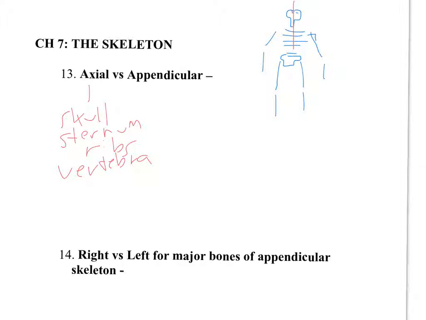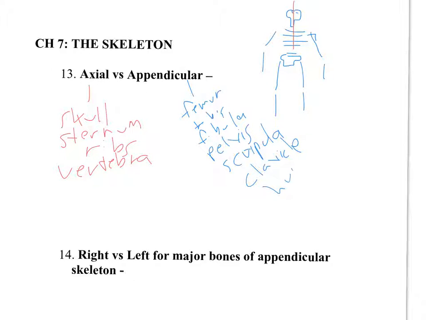The appendicular skeleton, think appendages, so these are the arms, the legs, and what we call their girdles. So this includes your femur, your tibia, your fibula, and all the bones in the foot. It also includes your pelvis. The pectoral girdle includes your scapula, your clavicle, and then all the associated bones of the arm and the hand: humerus, radius, ulna, etc.